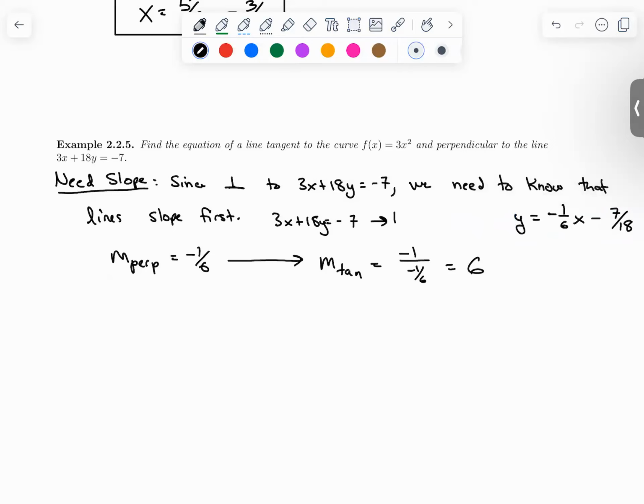So this becomes 18y equals -3x minus 7. And then I divide both sides by 18. So the -3 gets divided by 18, which gives me the -1/6. And the -7 gets divided by 18, which just gives me -7/18 because there's no common factors.